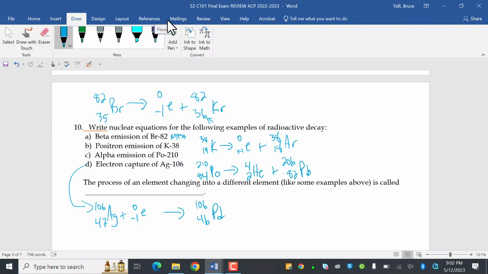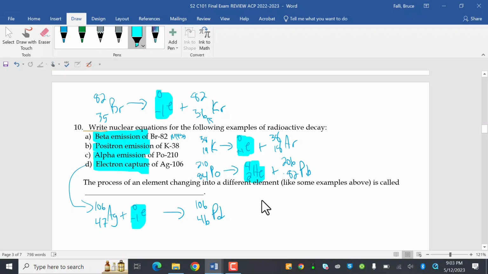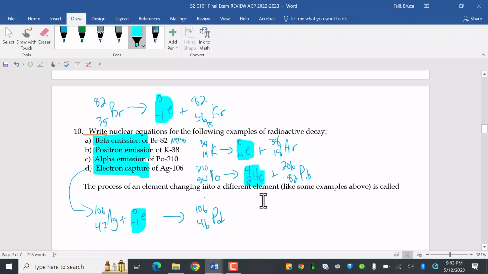What you really need to be able to do from here, on your own, is something I can't do for you. You need to know what beta emission is, what positron emission is, what alpha emission is, and what electron capture is. You have to memorize those. If I walk up to you on the street and say electron capture, you say 0, negative 1 E on the left.